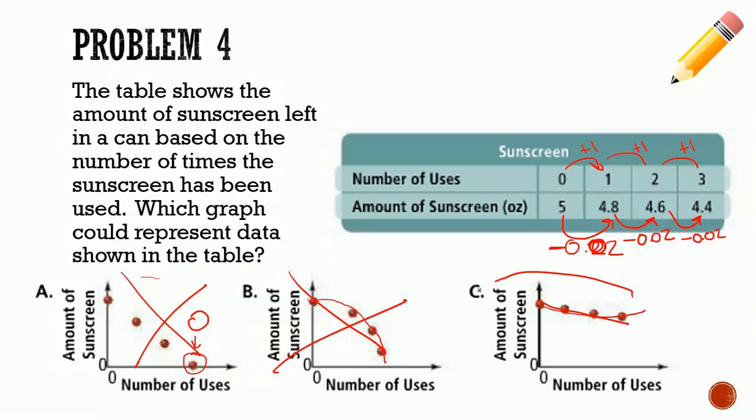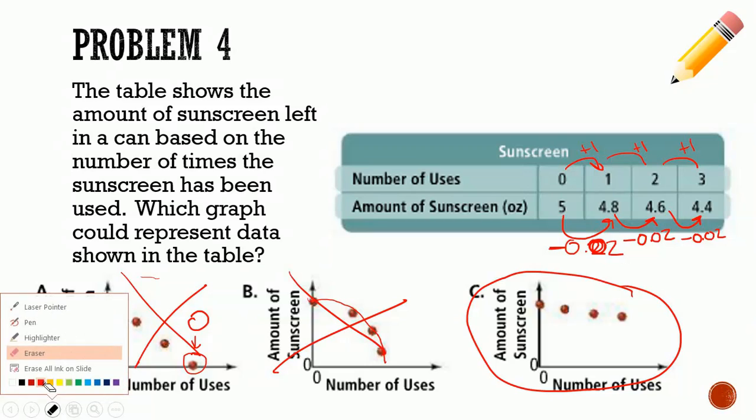So it's got to be C. C makes the most sense for my graph. It's not really going up. It looks like we're going in a straight line, actually. So C has to be the best representation of my data.